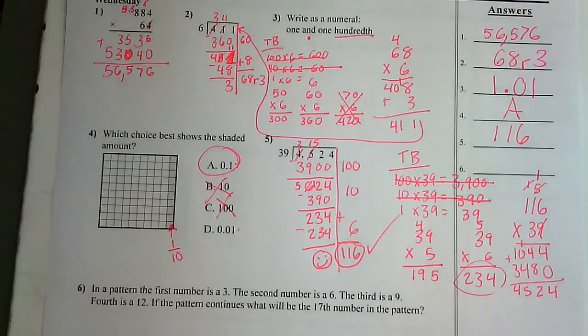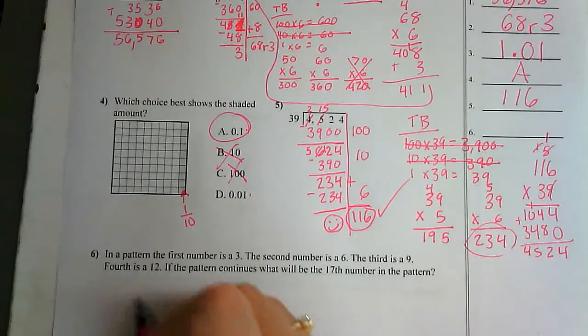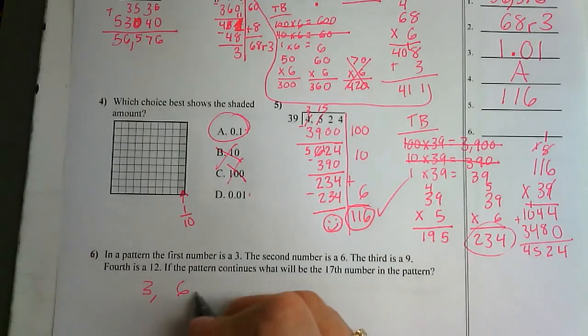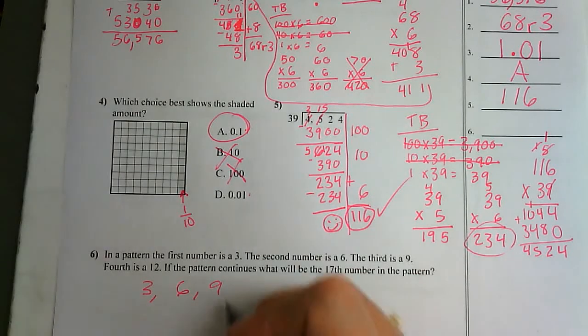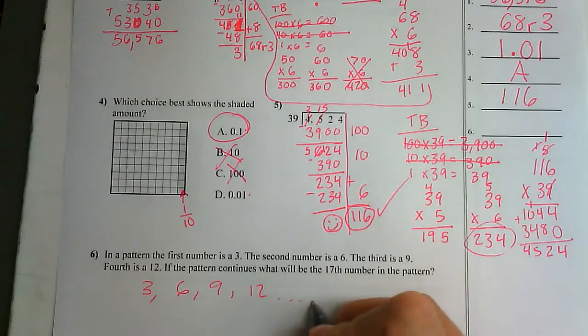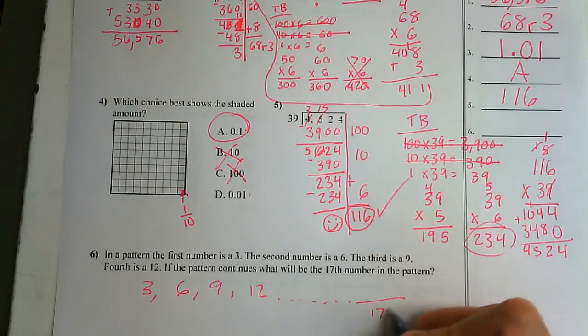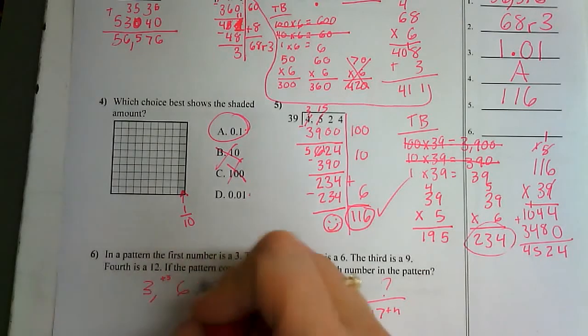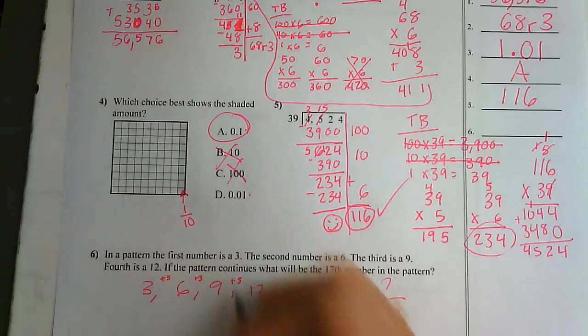Almost there. Number 6. In a pattern, the first number is 3. The second number is 6. The third number is 9. The fourth number is 12. If the pattern continues, what will be the 17th number? First thing we need to do is find the pattern. 3 plus 3 is 6, 7, 8, 9, 10, 11, 12. So they're all adding 3 to get to the next number.